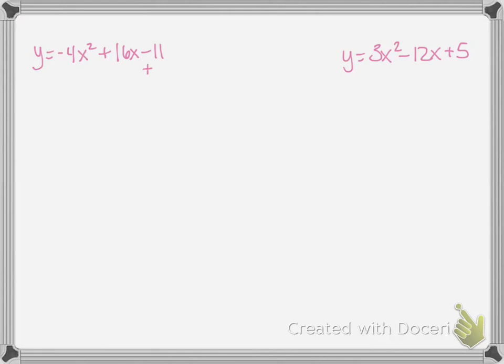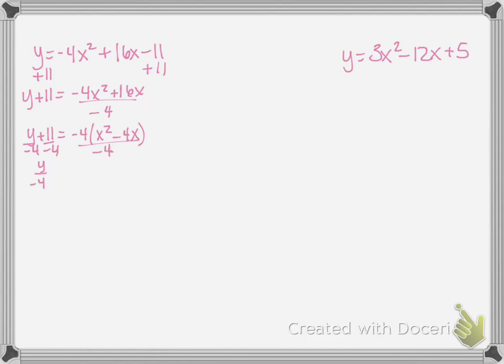Okay, we're going to bring that 11 over. Get that negative 4 out, so he's going to chill in the front for now. Get him over to the other side. So make sure what you do to one side, you do to the entire other side. So y over negative 4 minus 11 divided by 4, 2.75.